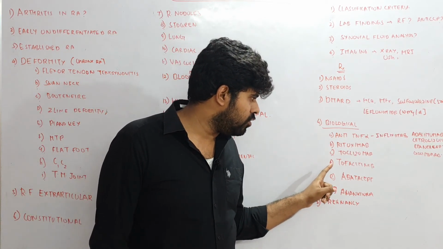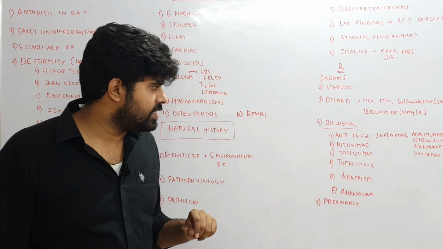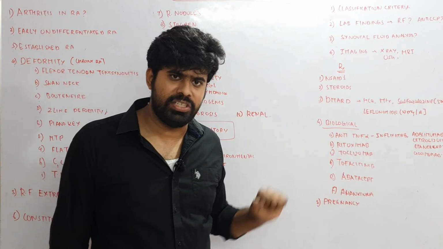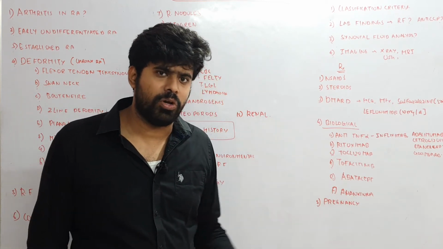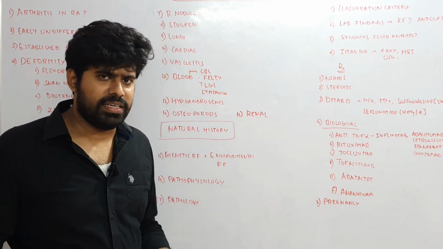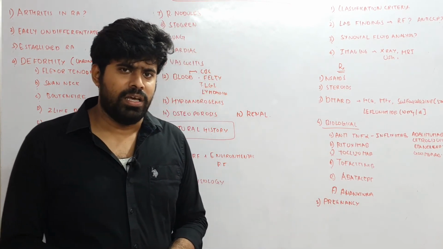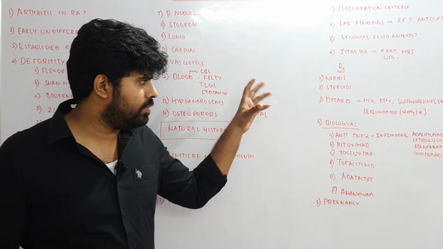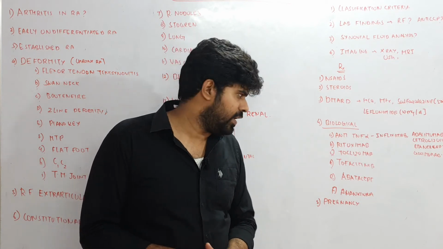Then the other drug will be tofacitinib. This tofacitinib is a Janus kinase inhibitor, a JAK2 and JAK3 inhibitor. By inhibiting the Janus kinase, it can decrease the production of multiple interleukins, 2, 3, 6. Multiple interleukins will be decreased. Because of that, it can be used as a combination therapy with methotrexate or with other DMARDs. It can significantly reduce the disease progression.